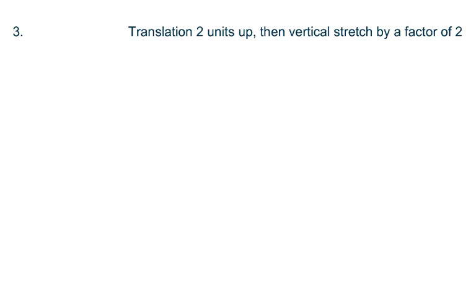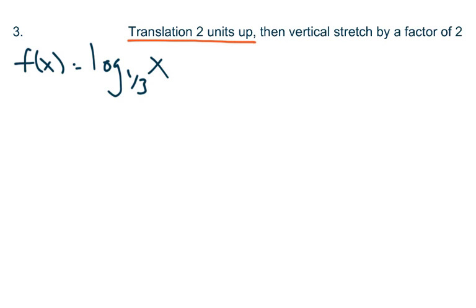Number 3. Your original function, f of x, is equal to the log base 1/3 of x. We're going to be doing a translation 2 units up, then a vertical stretch by a factor of 2. Now, it's important that we keep this order of transformations: 2 units up, then a vertical stretch by a factor of 2, because that definitely changes your answer if you switch the order.